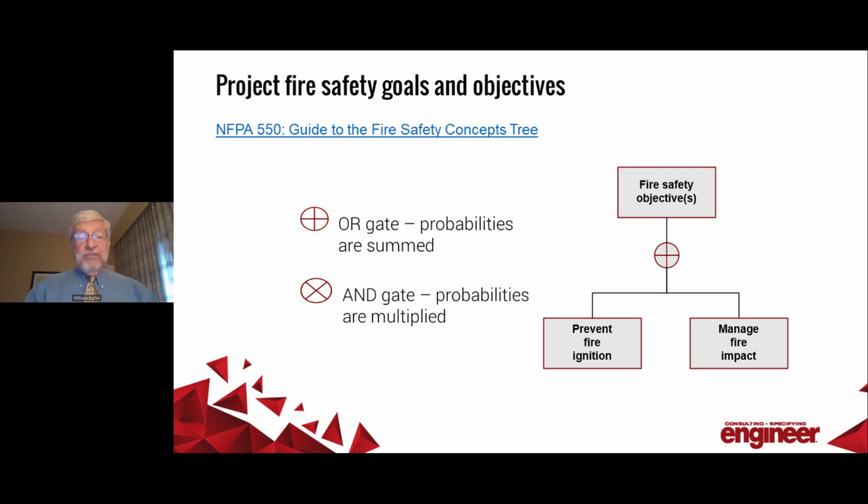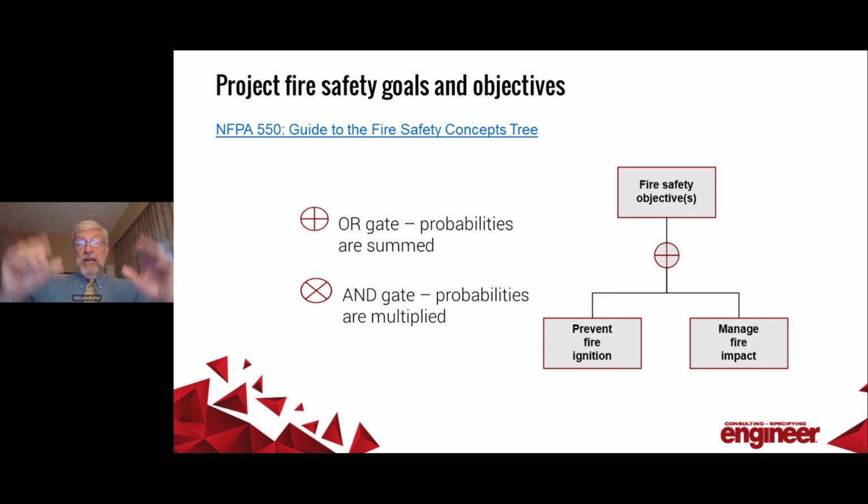So NFPA has a document, it's a guide, NFPA 550. I recall quite a few years ago NFPA was considering getting rid of NFPA 550 because nobody uses it, because we don't get any public inputs or public comments on the document. Well, that doesn't necessarily correlate to the use of a document. It's just that this document being a fire safety concepts tree, there's probably not a lot to change about it if the committee got it right in the beginning.